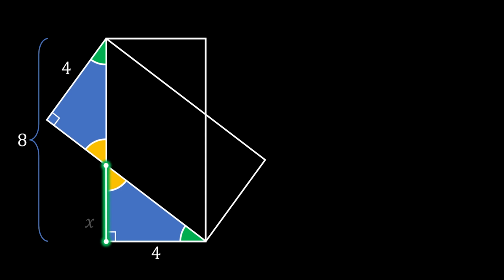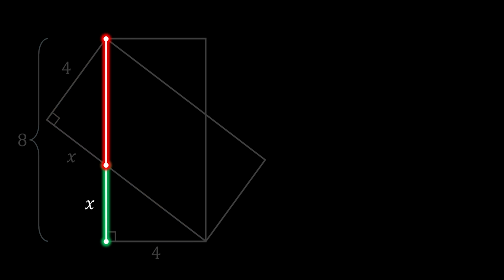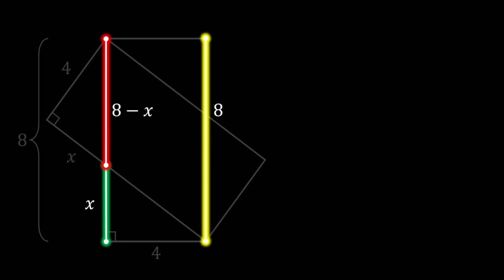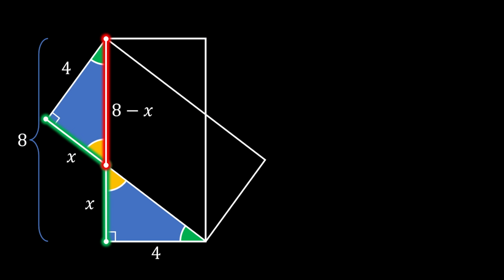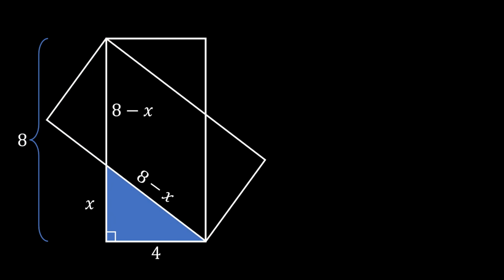Now we can label the other leg of this triangle as x, and of course, this will also be the other leg of our upper triangle. And if we take a look at the hypotenuse of our upper triangle, you can probably see that our green line and red line together form the height of our rectangle, which is equal to 8. So this implies that the length of the red line must be equal to 8 minus x. Alright, so now if we head back, we can say that the hypotenuse of our bottom triangle must also be 8 minus x.